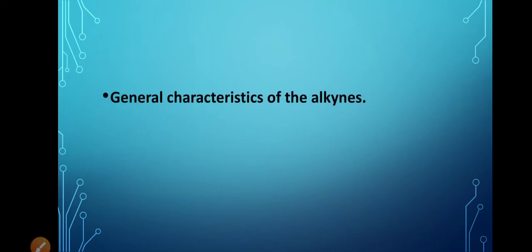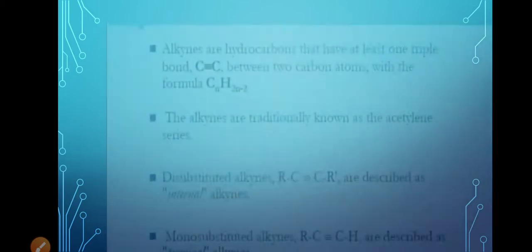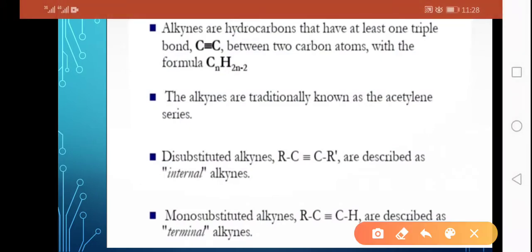Coming towards the general characteristics of the alkynes. Students, you know that alkynes are the hydrocarbons that have at least one carbon to carbon triple bond. It means that any hydrocarbon to be called alkyne must have at least one carbon to carbon triple bond. It can have more than one triple bond, but presence of at least one carbon to carbon triple bond is necessary. And now you can see here the general formula, that is CnH2n-2.